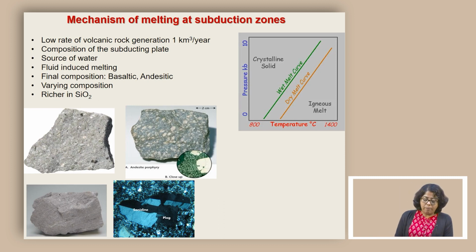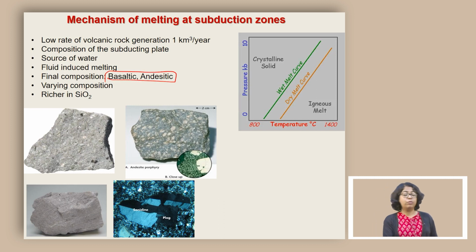And the final composition of it is going to be basaltic and andesitic. So, if you recall, these are basalt we all have already seen, but andesites are things which are of intermediate composition. So, they are not completely felsic, they are not mafic, they are actually of intermediate composition, and we do find quite a bit of andesitic volcanism associated with subduction zones.